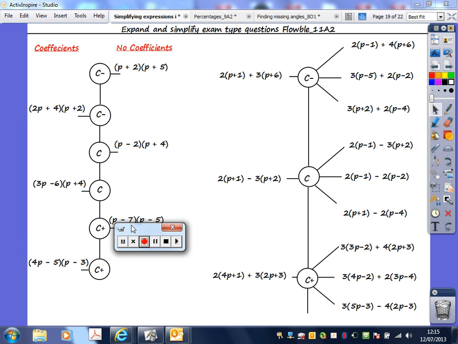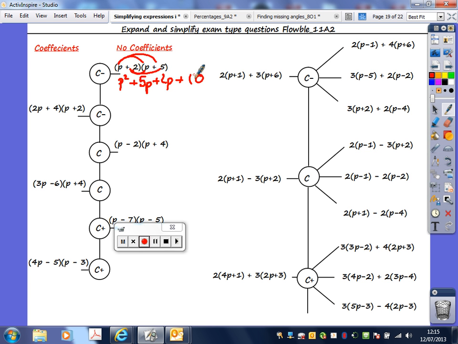So we start by going P times by P is P squared, okay? P times by 5 is 5p, so plus 5p because it's positive. 2 times by p is plus 2p because it's positive. And then 2 times by 5 is 10. So you get 1 mark for getting that bit correct. You get 1 mark for the correct bit of simplifying.